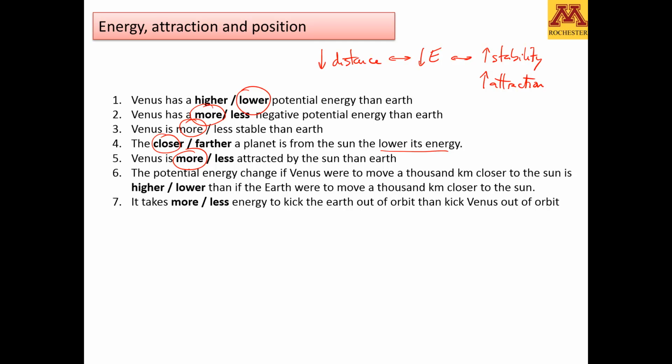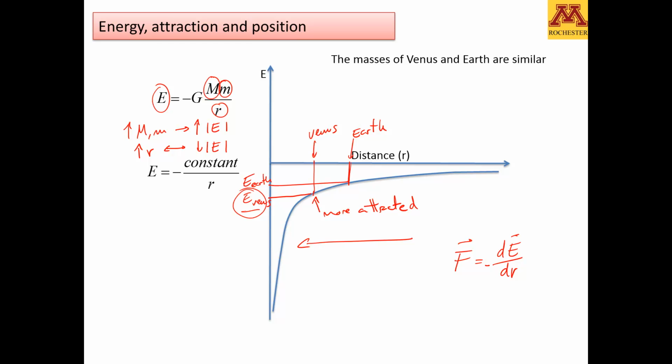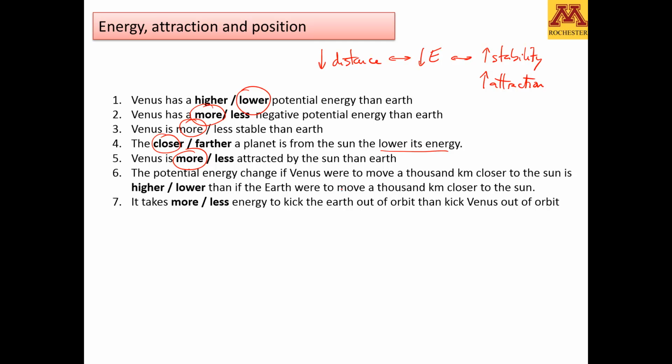So the higher the slope on this curve, the higher the force, the higher the attraction. All right. So is the potential energy change if Venus were to move 1,000 kilometers closer to the Sun higher or lower than if the Earth were to move 1,000 kilometers? Well, notice that a change of 1,000 kilometers from here to here will involve a larger change of energy than from here to here. Because it's closer, the slope will have a more dramatic change in energy. So it'll be a higher change than if the Earth were to move 1,000 kilometers.